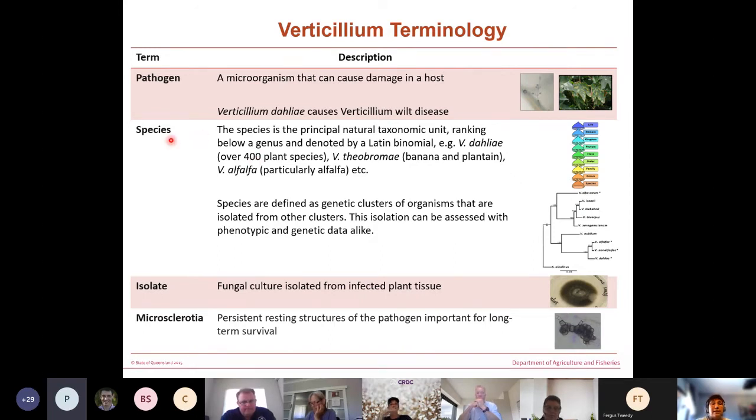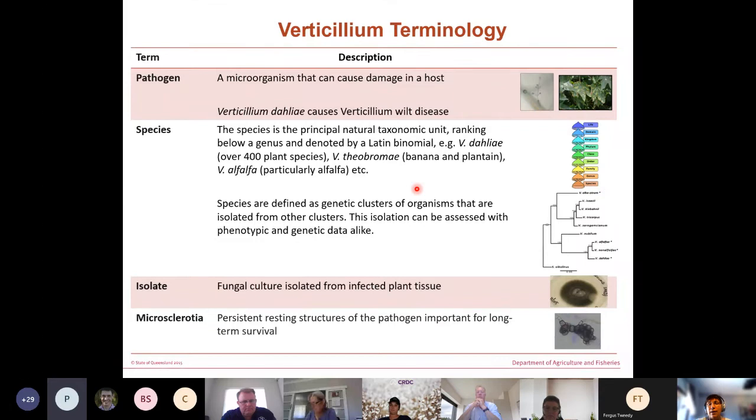So what is a species? So we are Homo sapiens. The genus is Homo and species is sapiens. All living things are explained in this Latin binomial. So, for example, Verticillium wilt caused by Verticillium dahliae, the genus is Verticillium and dahliae is the species.